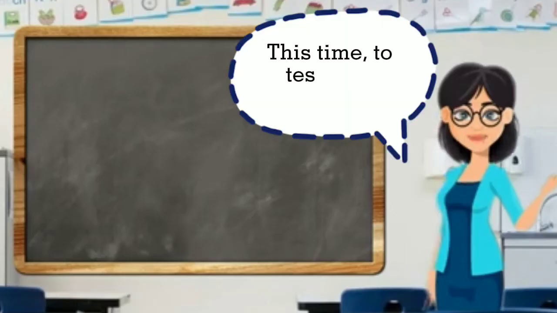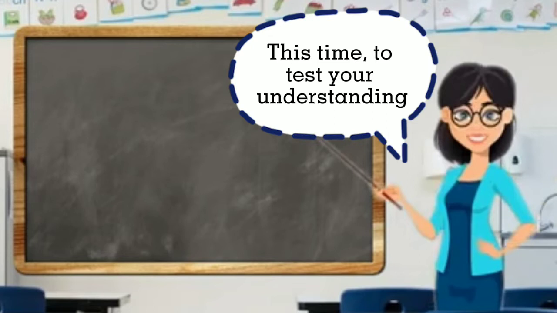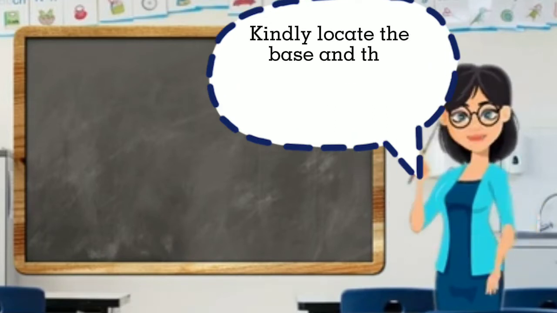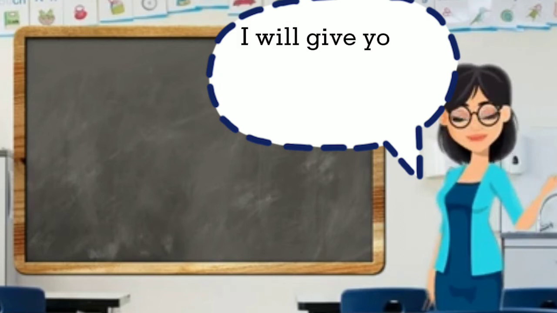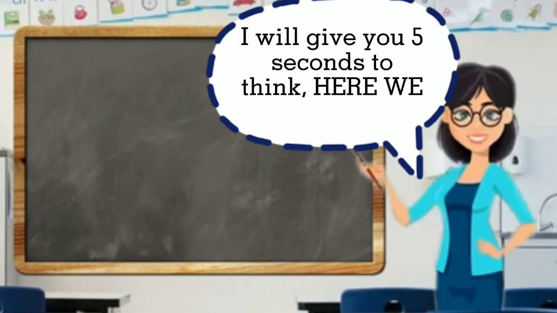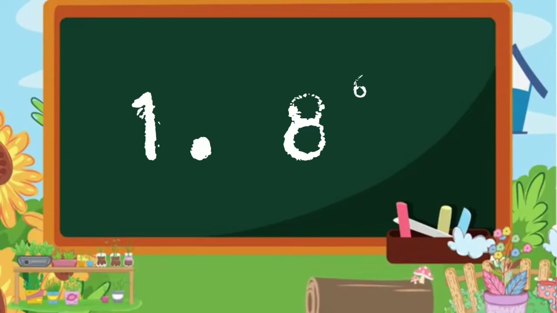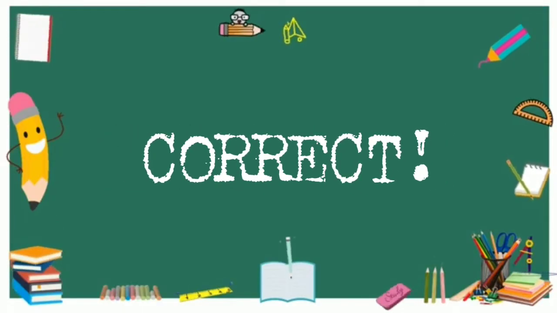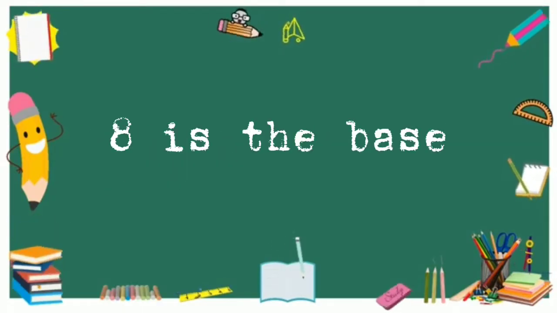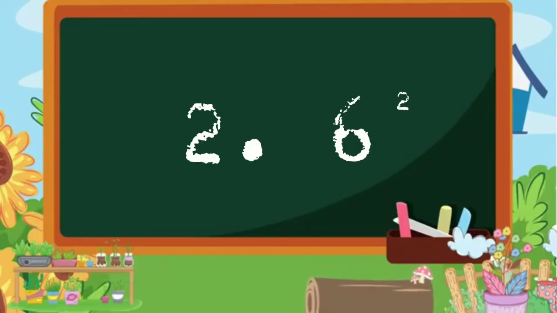This time, to test your understanding, kindly locate the base and exponent in this exponential notation. I will give you 5 seconds to think. Here we go. Number 1: 8 raised to the power of 6. Correct. 8 is the base and 6 is the exponent.